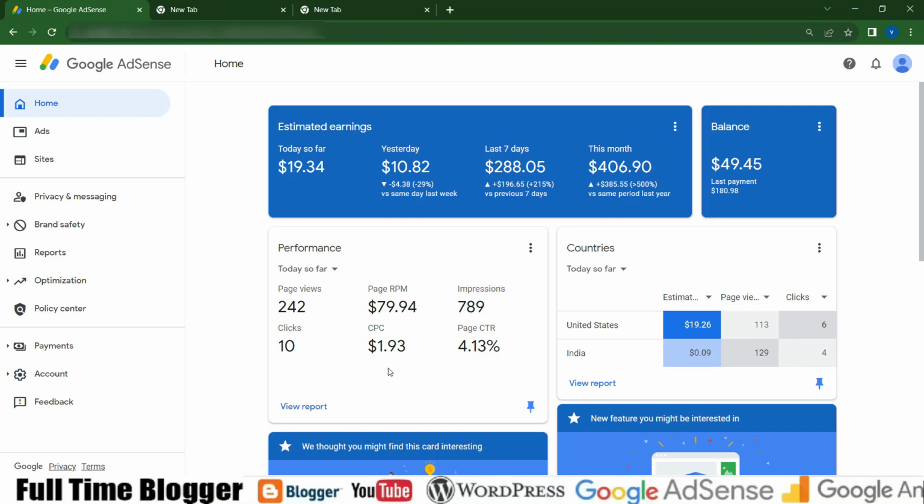My CPC is $2.90, at least $2 you can say, and I have only 10 clicks, and you can see my earning is very good. Okay, so this is a very good CPC, because many people don't have this kind of CPC, cost per click, and this is the main reason you earn money when your CPC is high.